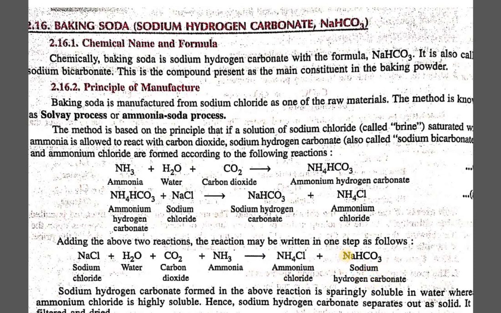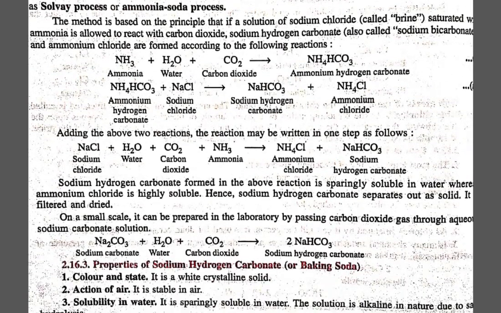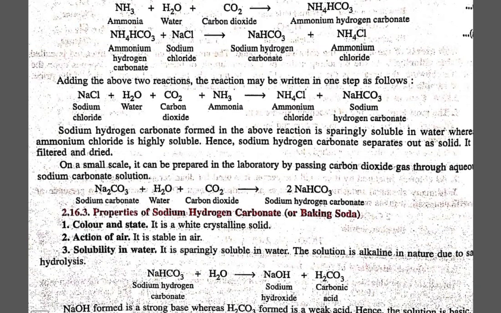So simply, if you do not write these two reactions and write this last reaction, it will be okay, and this will be considered the complete reaction. The Solvay process is complete. Once again I am repeating how the sodium hydrogen carbonate is formed. When sodium chloride reacts with water, carbon dioxide and ammonia, having the formula NH3, it leads to the formation of ammonium chloride plus sodium hydrogen carbonate, which is commonly called baking soda.